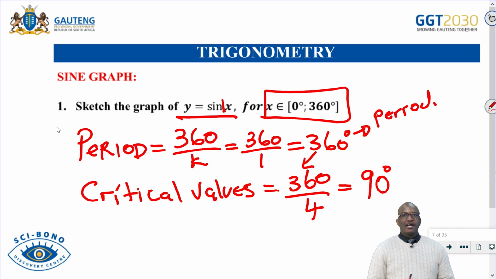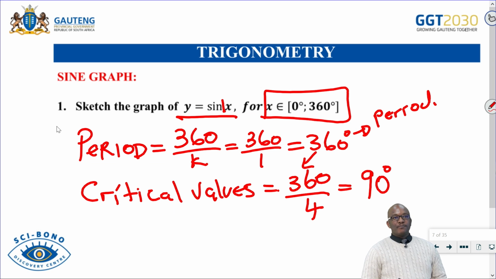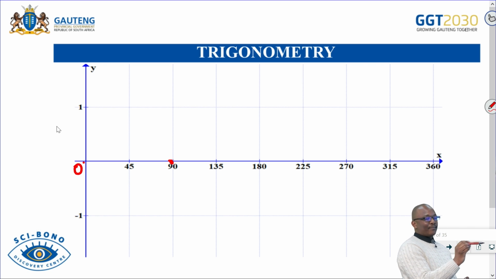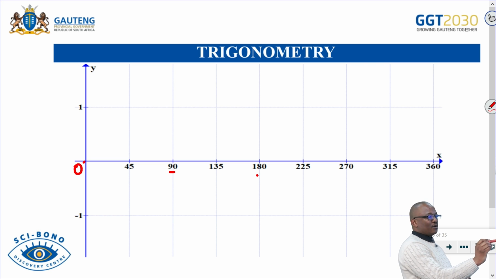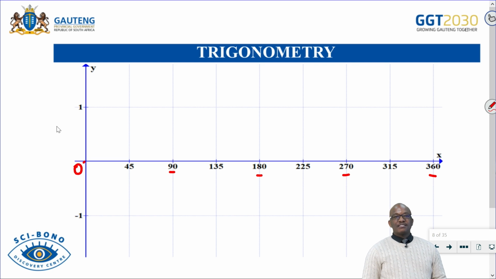So what I mean by that is that whenever you are plotting your critical values on the Cartesian plane, you will start from 0. Then if you say 0 plus 90, you will get 90. If you say 90 plus 90, you will also get another 90. And if you say 90 plus 90, you get 270 and 360. So those are your critical values. It means our critical values will be 0, 90, 180, 270, and 360. That's how this graph will pass through those points.